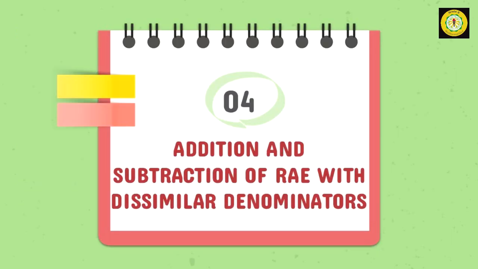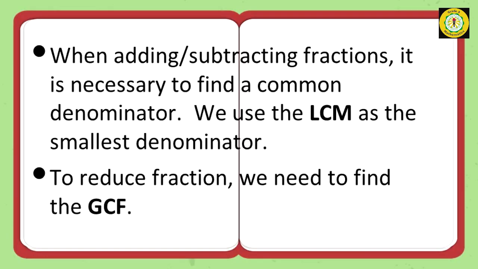Addition and subtraction of rational algebraic expressions with dissimilar denominators. When adding or subtracting fractions, it is necessary to find a common denominator. We use the least common multiple as the smallest denominator. To reduce a fraction, we need to find the greatest common factor.